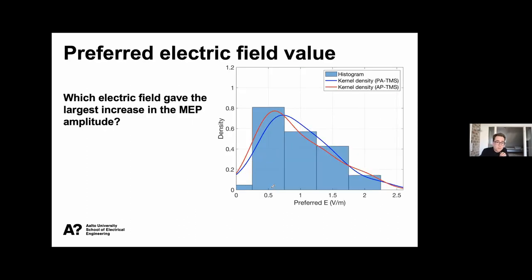You can also look at the data from a different perspective and determine what is the electric field value for each participant that gives the highest increase in the MEP. And when you do this, it turns out that the electric field values that are preferred by the subjects are relatively low. The mode is something like 0.66 volts per meter. So most of the participants preferred low electric field values, and very few of them preferred sham. So this is a good proof that the stimulation did actually do something.